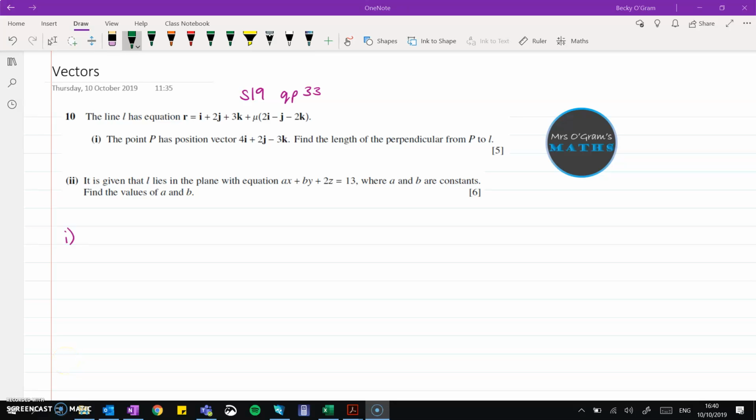We are continuing our theme of doing vectors questions, and this is the one from the summer 2019 question paper 33 for the P3 exam. So part one is we want to find the distance from a point to the line we've been given. So this is what it looks like.